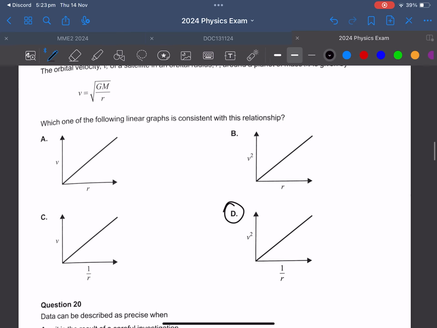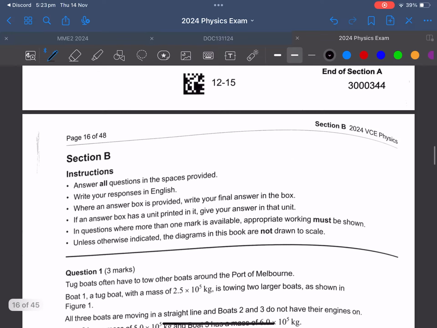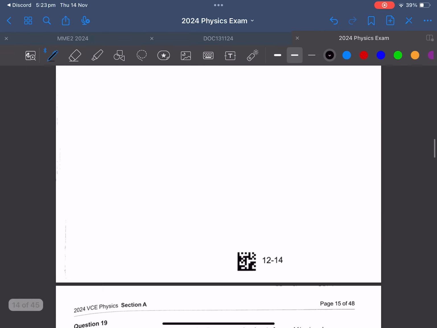Alright. Data can be described as precise when it is the result of a careful investigation. No. The experiment is repeated many times and the results show little variation. Yes. Option B. Okay, so I guess this is it for section A for Physics 2024.